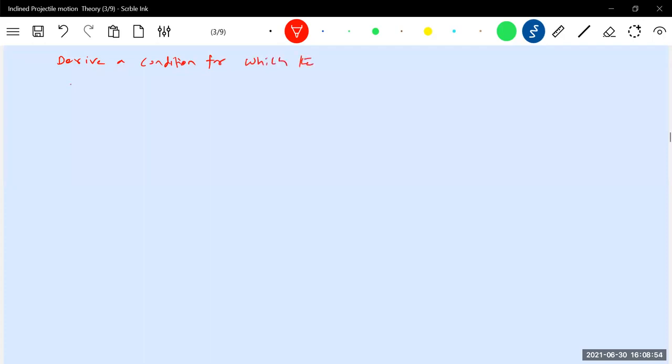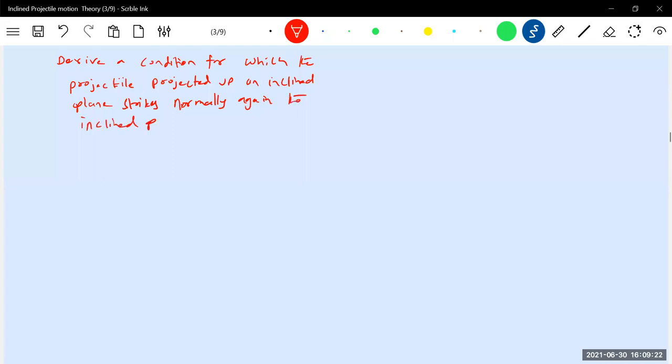For which the projectile projected up an inclined plane strikes normally again the inclined plane. I'm just bringing that, I'm asking that condition.